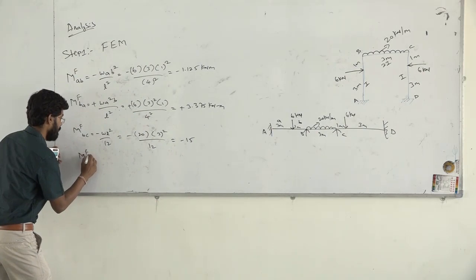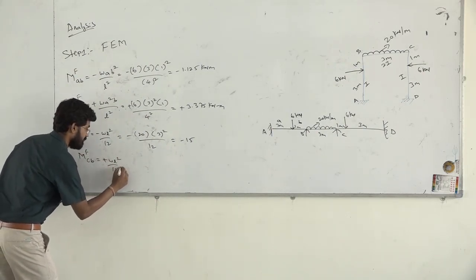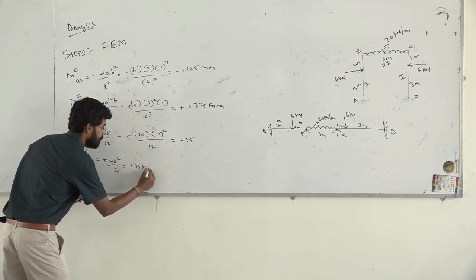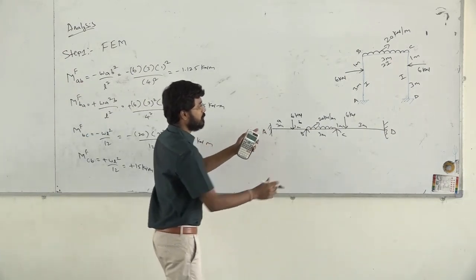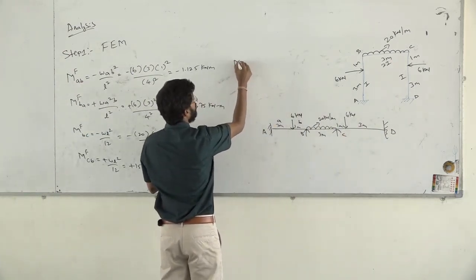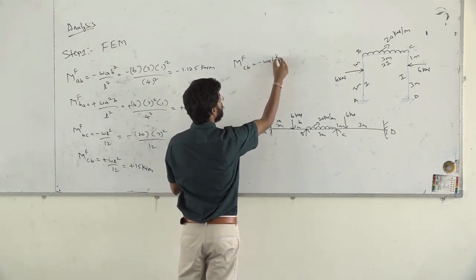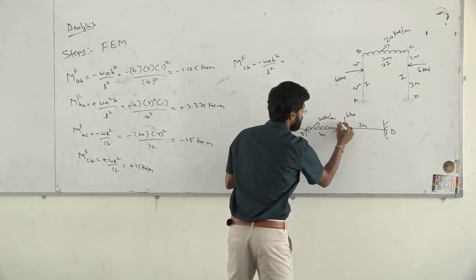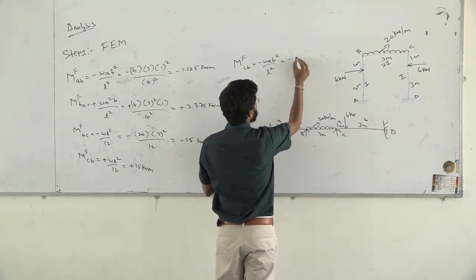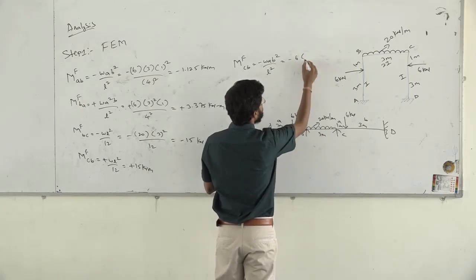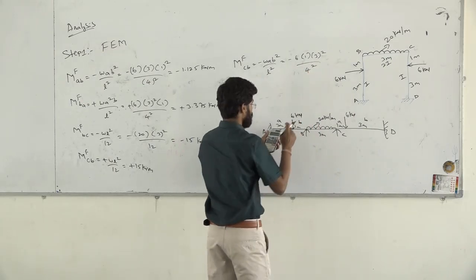Now similarly MFCB, which will be plus WL square upon 12, you will get plus 15 kilonewton meter. Fine. Now last one, the last term we have is MFCD, which is equal to again minus WAB square upon L square. Here it is A, and here B. Now this is minus. Loading is again 6 into A is 1, B is 3 square, upon the complete length, which is 4 square.